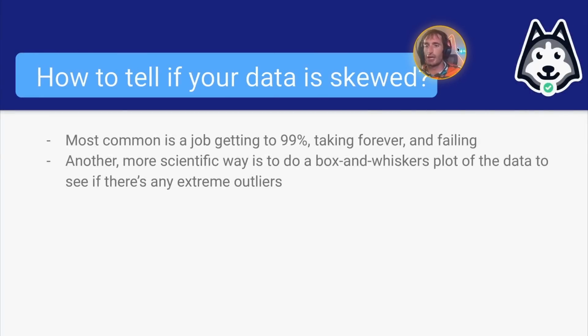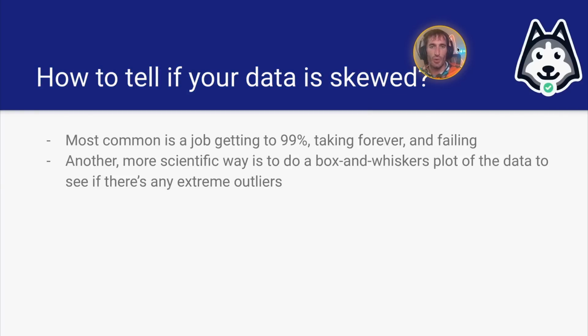So how to tell if your data is skewed? I was talking about this. The most common symptom is your job is going to get to 99%, and it's going to take 1,000,000 years, way longer than you expect the job to take, and then it will just fail. And it's sad, because you're like, wow, why did it fail? Another more scientific way is you can do a box and whiskers plot and map it out in a data sciencey way. I've literally never done that, but if you want to, you can and have more confidence that your data is skewed. I almost always just build my pipeline and then get mad when it fails at 99% and do it the hard way and not the scientific way. But that's how you tell if your data is skewed.